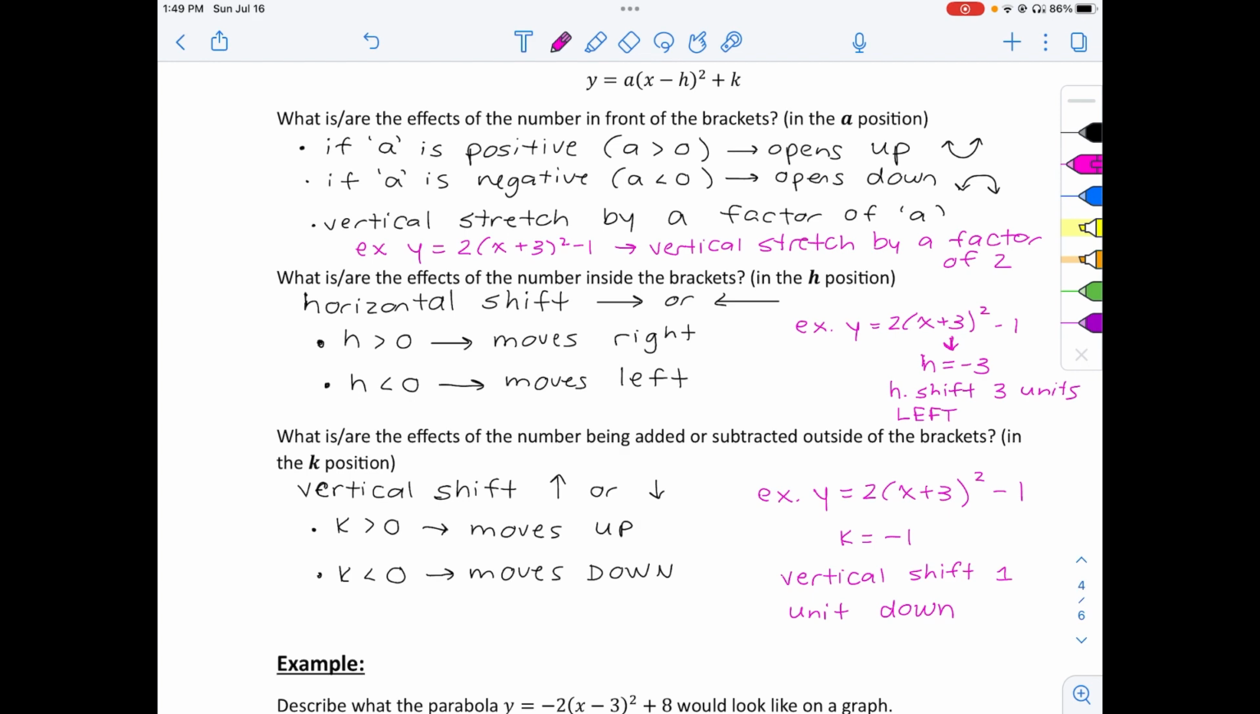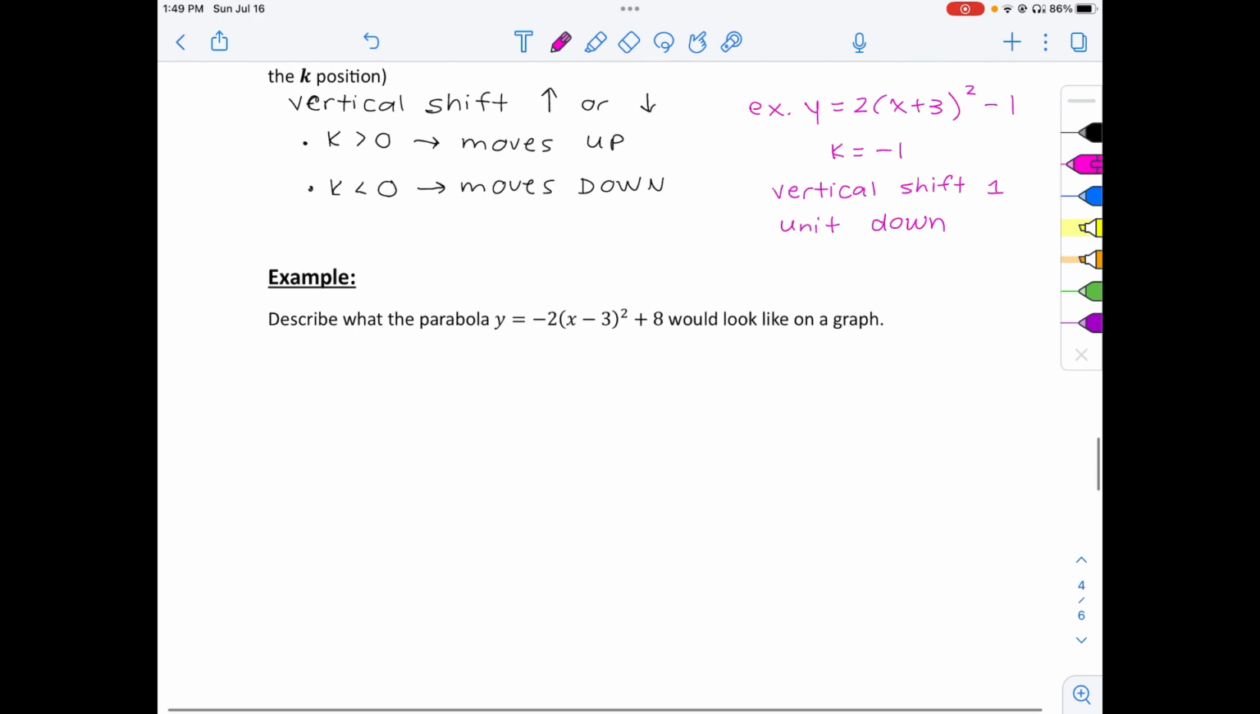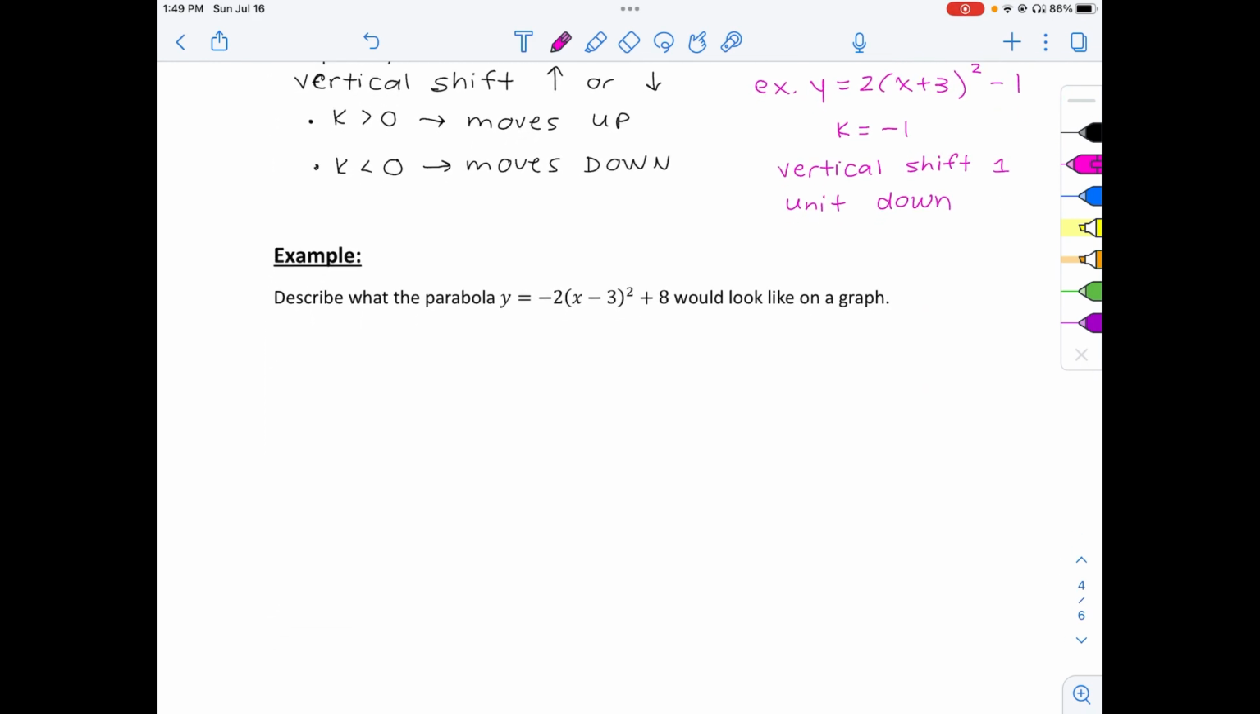Okay, so if I wanted to describe what the parabola y equals negative 2 times (x minus 3) squared plus 8 would look like on a graph, I'm going to remember that this is what the generic formula for vertex form looks like: a times (x minus h) squared plus k. And then I'm just going to move this out of the way so we can pick out what each piece of the equation is telling us.